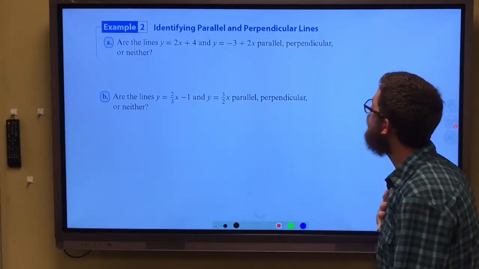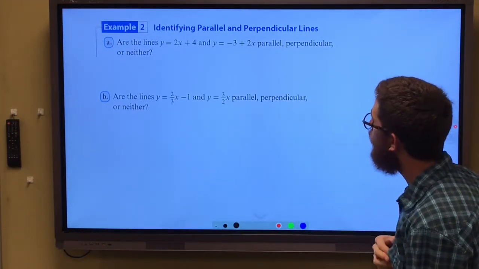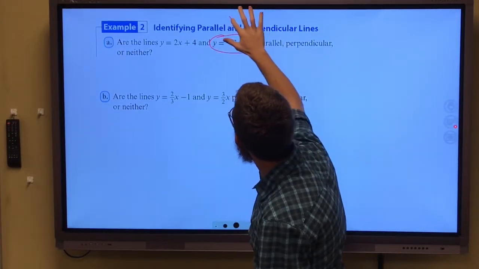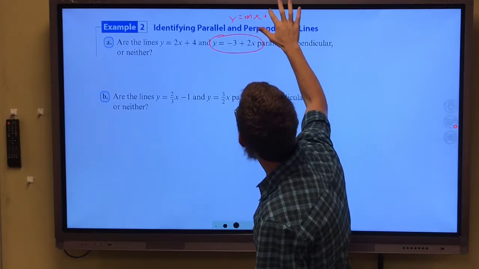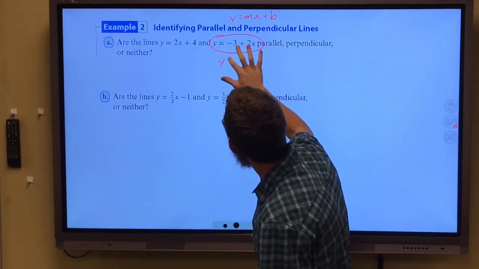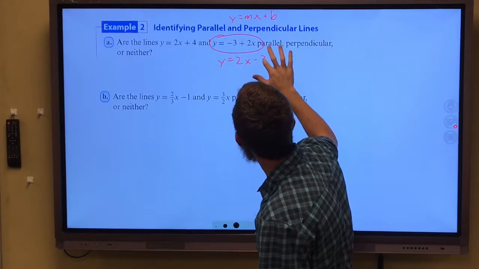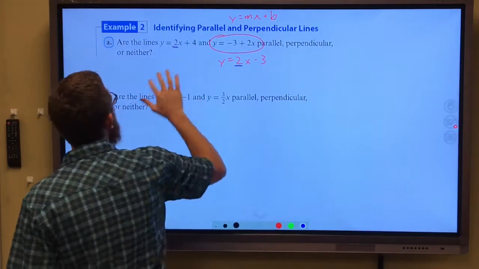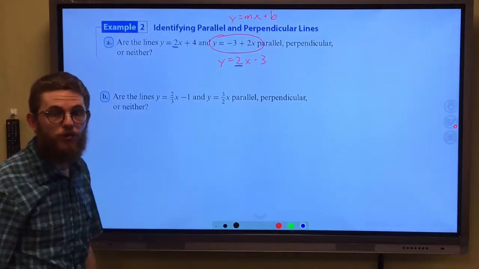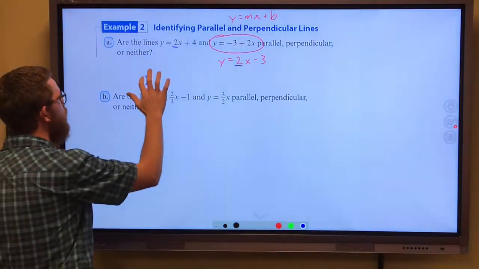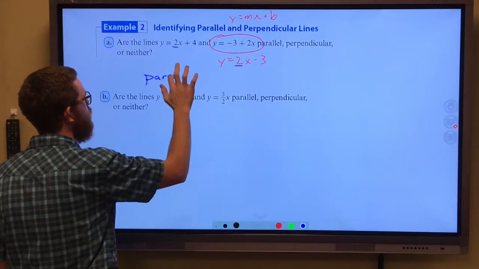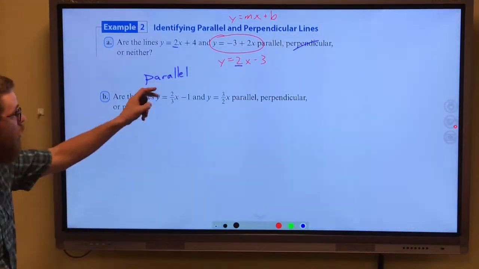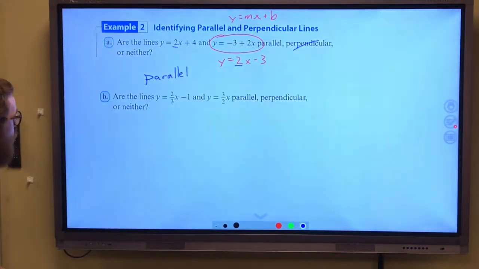Here it says, are these two lines parallel, perpendicular, or neither? Well, this one is not in y equals mx plus b format. I'm going to put it in that format, and I have y equals 2x minus 3. Now I can look at the slopes. I have a 2, I have a 2. If the slopes are both 2, if they're both the same thing, these are parallel. They're not perpendicular. They're parallel because the slopes are exactly the same.